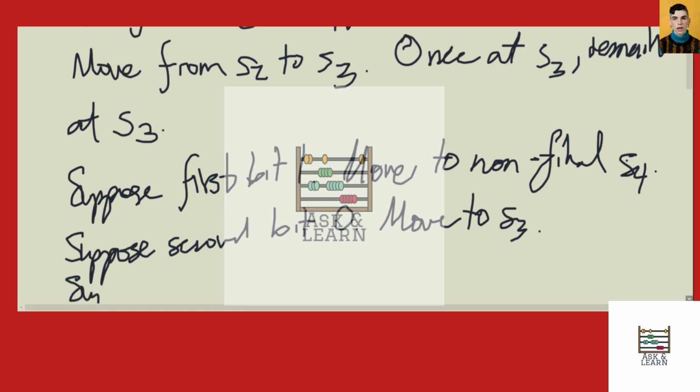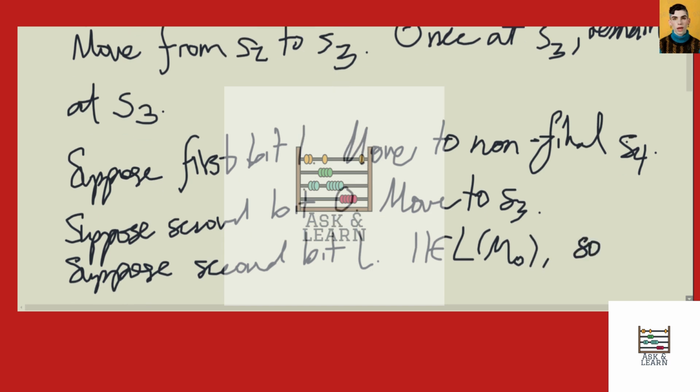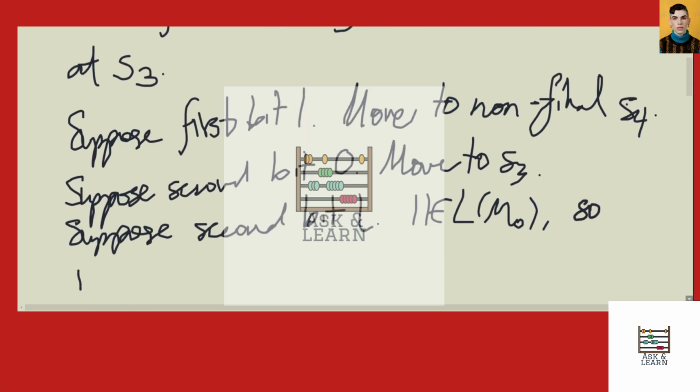Suppose, however, that the second bit is a 1. Well, we know that 1, 1 is recognized. So we should move from S4 to S2, which is a final state.